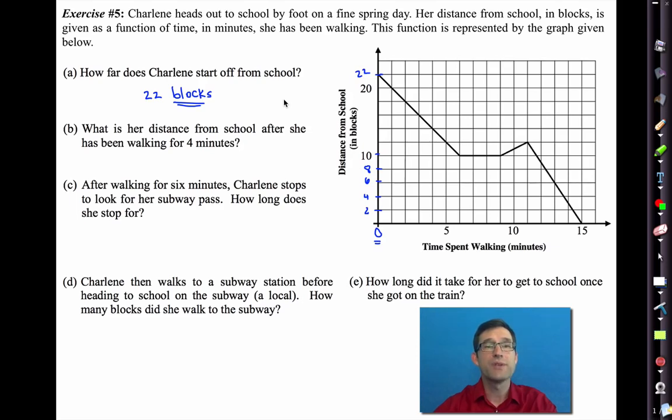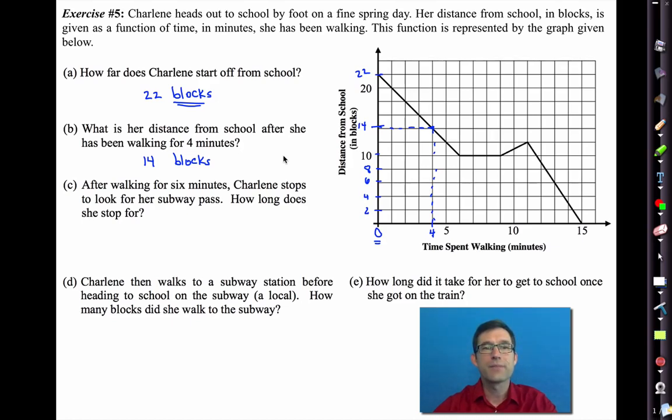Letter B. What is her distance from school after she's been walking for 4 minutes? Well, here's our 4-minute input. And it appears 10, 12, 14 that she is now 14 blocks from school. She's making progress. It's a long way to walk to school, right? Depending on how you look at it, 22 blocks is over a mile. But hey, it's either that or the bus, right?